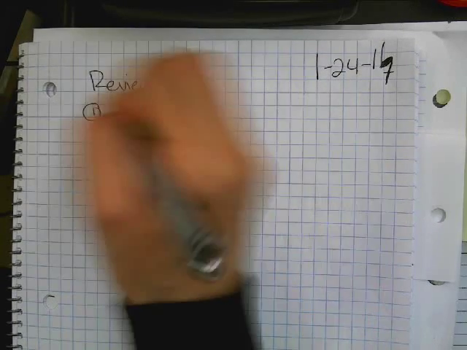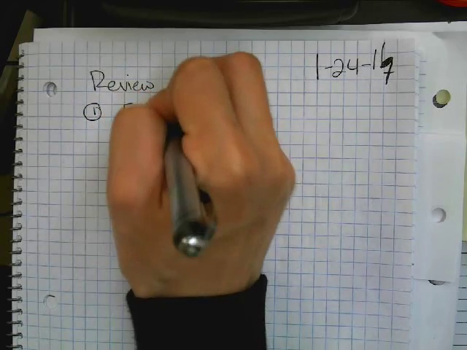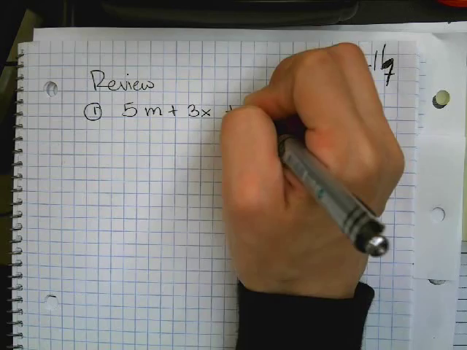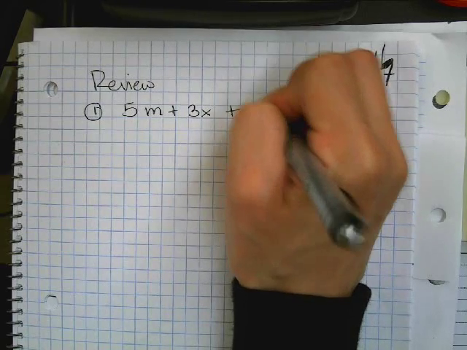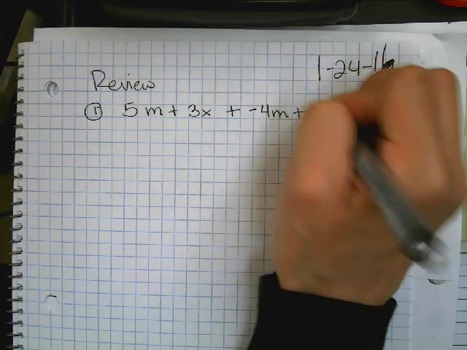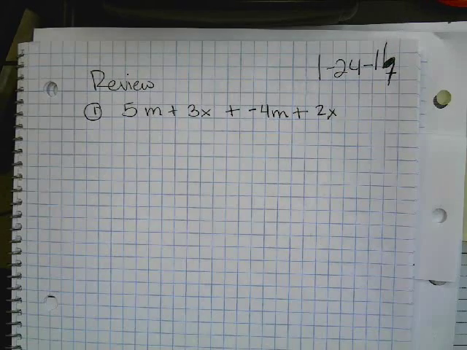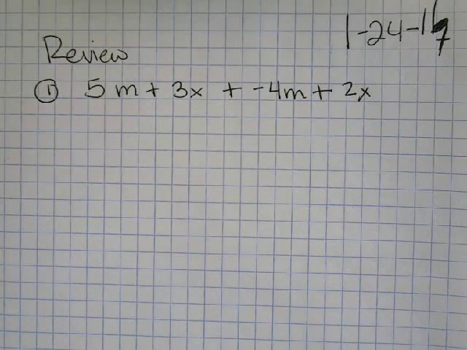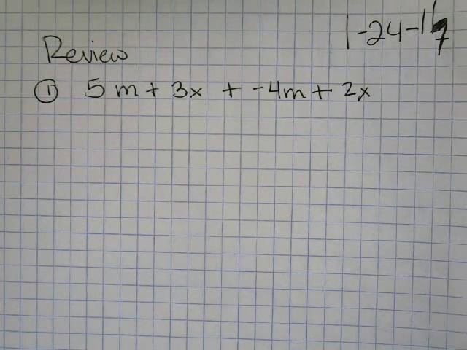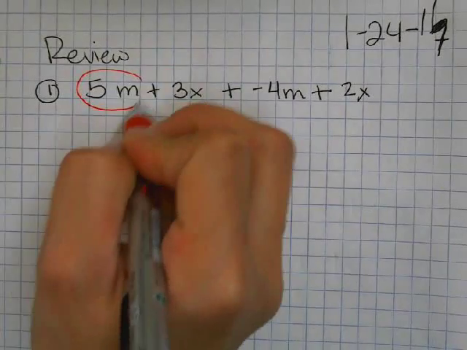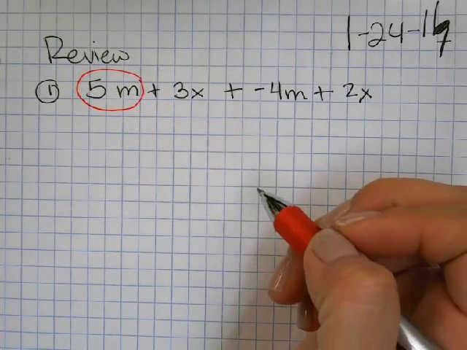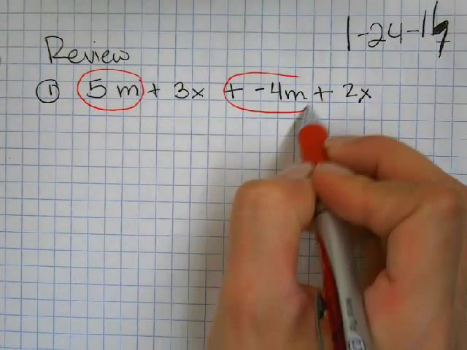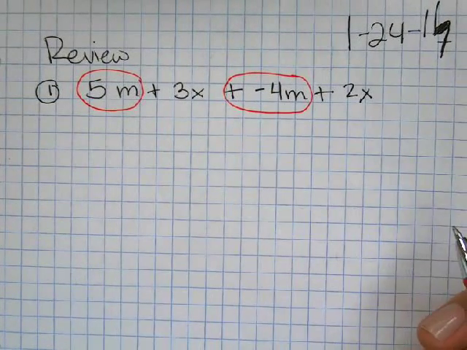So if I have 5m plus 3x plus negative 4m plus 2x. Okay? So a little review from yesterday. So we're going to use CST, right? So circle the first one. So that means what else should I circle? The plus negative 4m. Right?